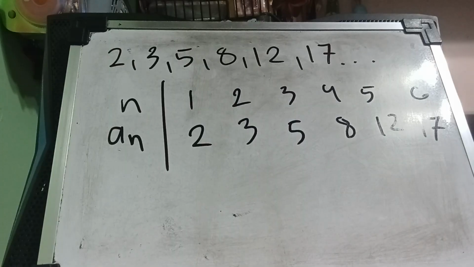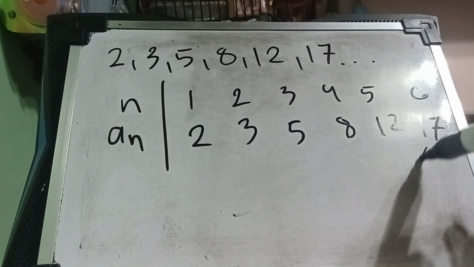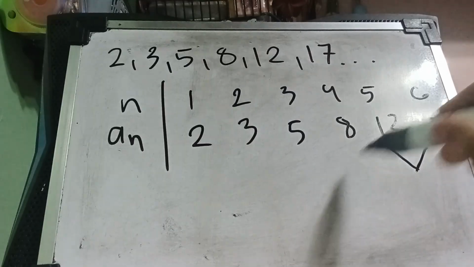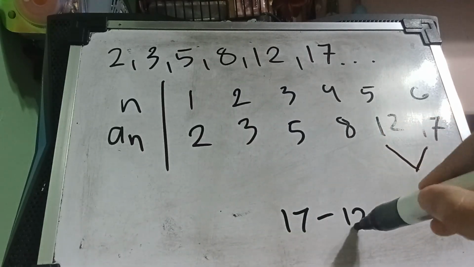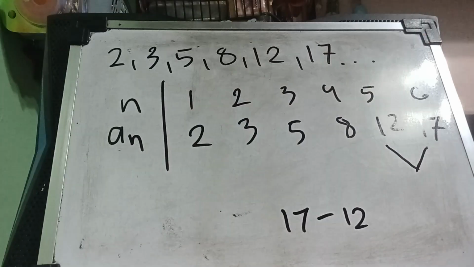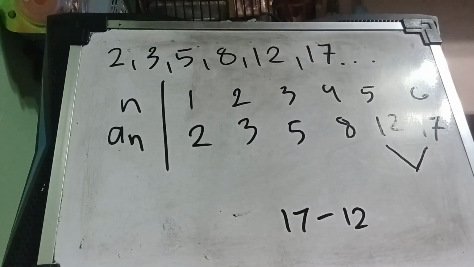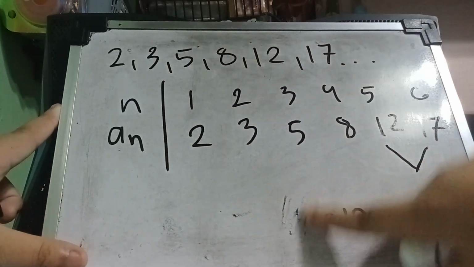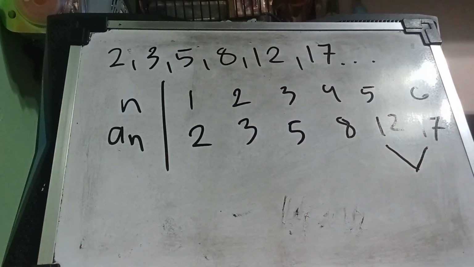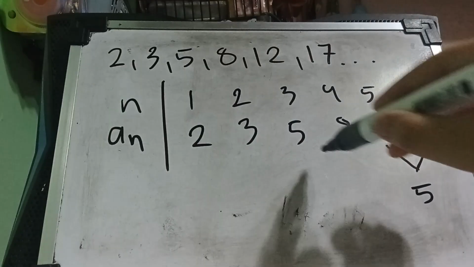At paano natin makukuha yung difference? By ganito. 17 minus 12. Dapat ito yung mauuna. Starting from the right towards the left. Okay? Right hanggang left. Okay? Ganun yung ating pagmaminus. So, 17 minus 12, that's 5.